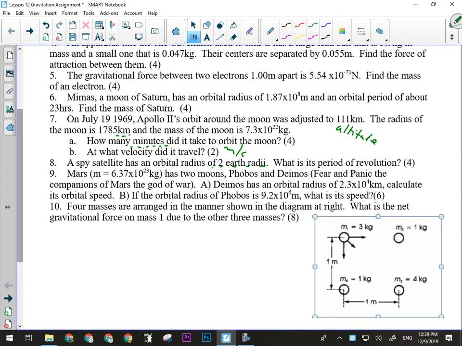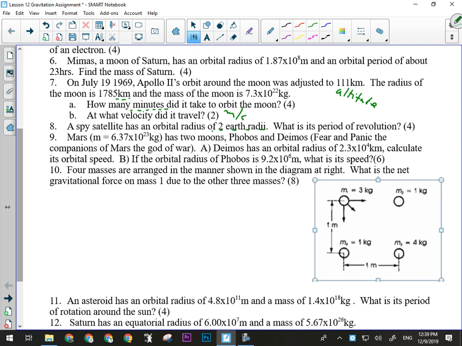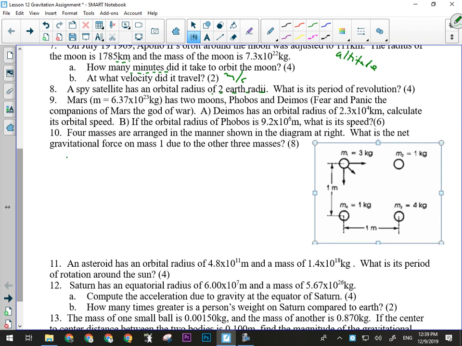Okay, number 9. They give us some information about Mars and how it has 2 moons. Part A is asking about Deimos, which has an orbital radius of 2.3 times 10 to the 4 kilometers. Calculate its orbital speed. And then they give us the orbital radius of Phobos and want us to calculate its speed. And then number 10, this is a net force question.